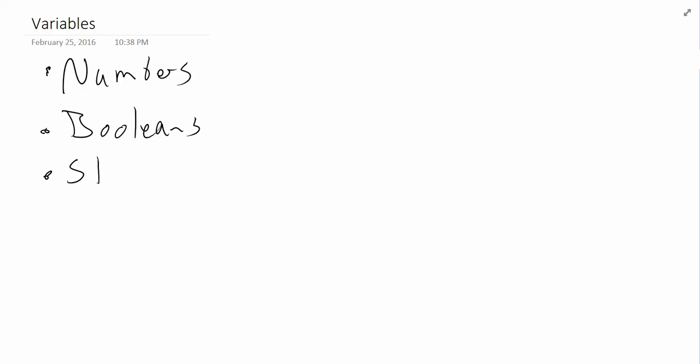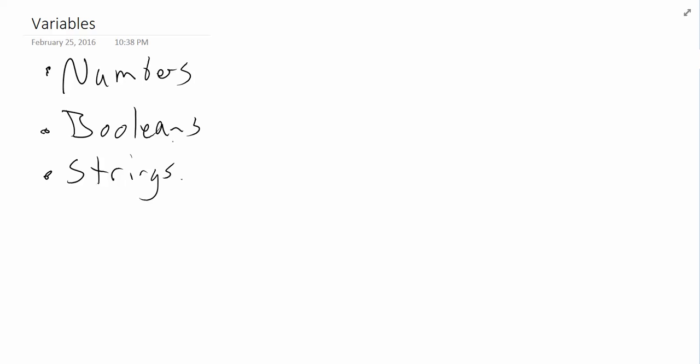In JavaScript, there are three types of data. There are numbers, there are booleans, and there are strings. Let's go through this one at a time.